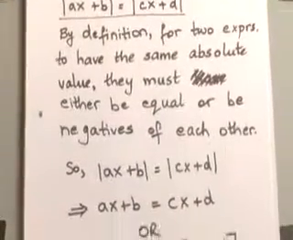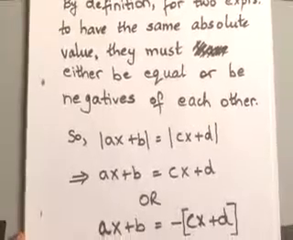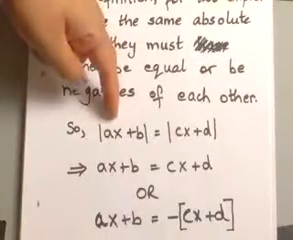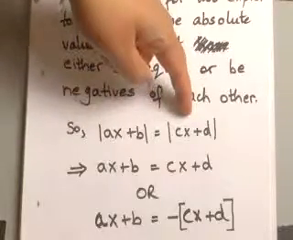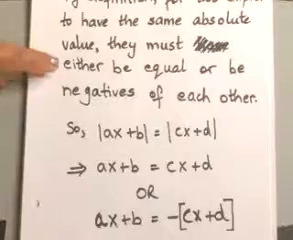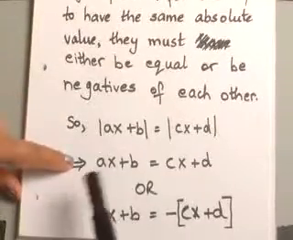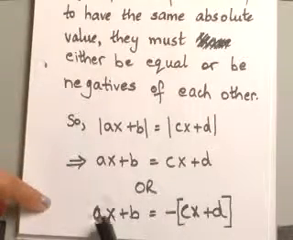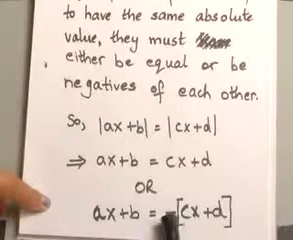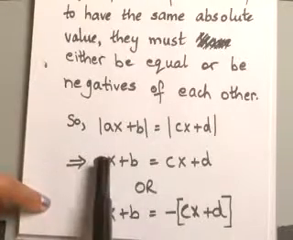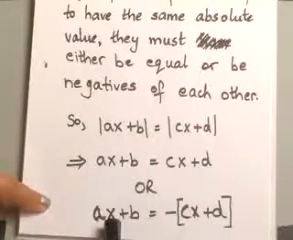So basically, if you take a look at this here, we are saying if you have absolute value of ax plus b equals absolute value of cx plus d, then by this definition here, you should have ax plus b equals cx plus d, or ax plus b equals the negative of cx plus d. Okay, so you're going to have either this situation or the other one.